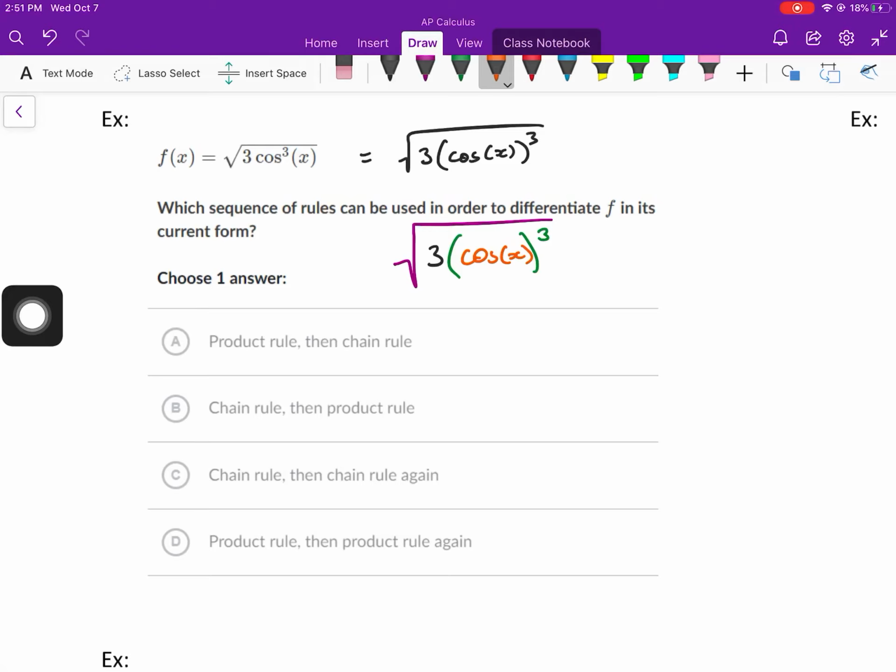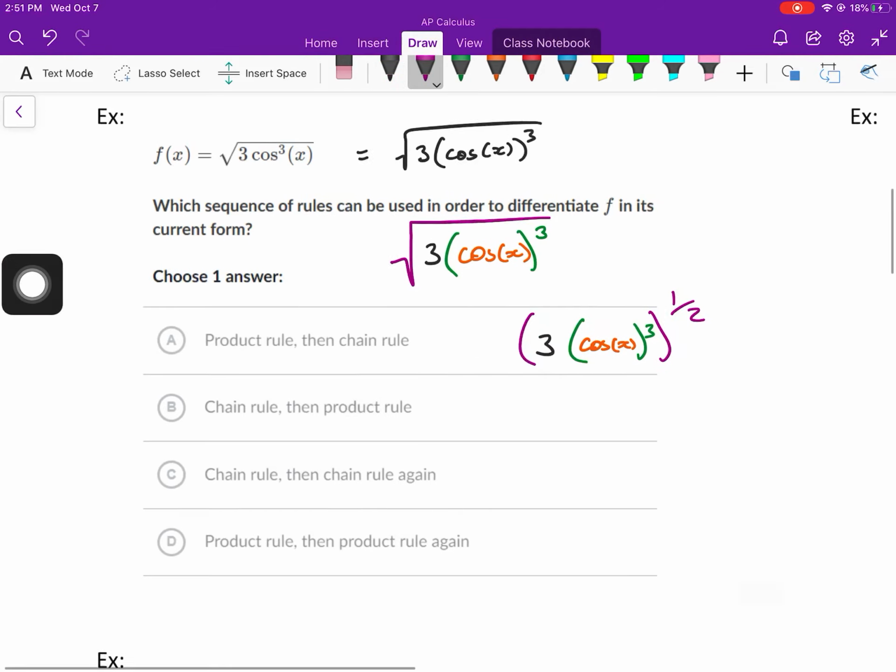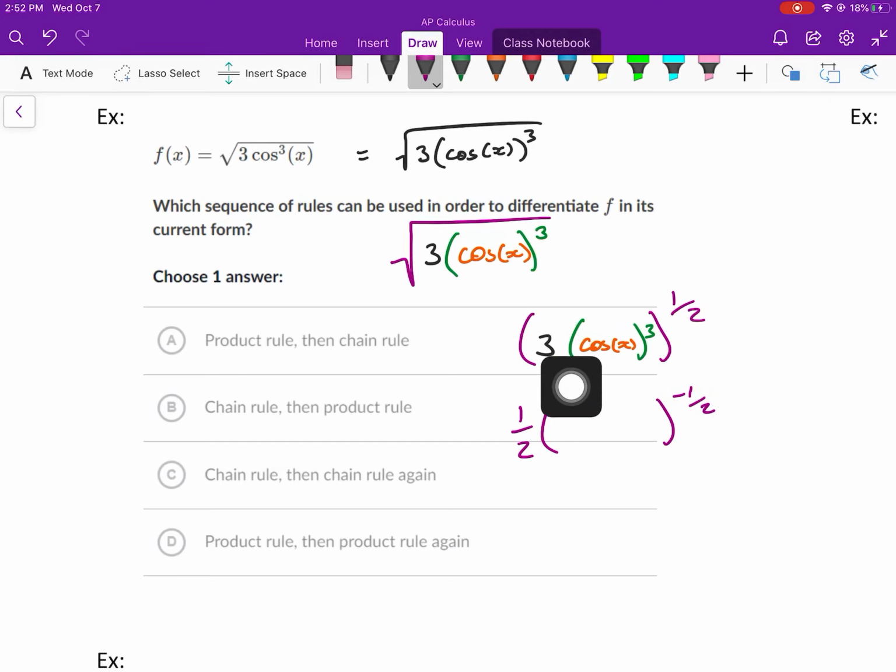So what does this mean? We're going to have to do the chain rule. We'll start with the outer function, the square root. We're going to have to do the chain rule on that. Picture that as to the 1/2, and then we have this inner function of being cubed, and then that inner cosine of x. So we're going to do this first by taking the derivative of the outer function, that 1/2, and then we're going to take the derivative of this inside function. Remember, we keep that the same on the inside here.